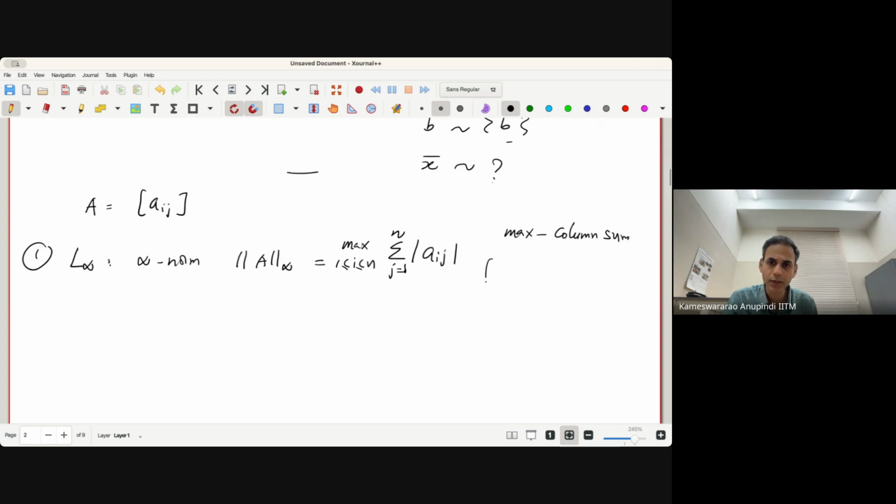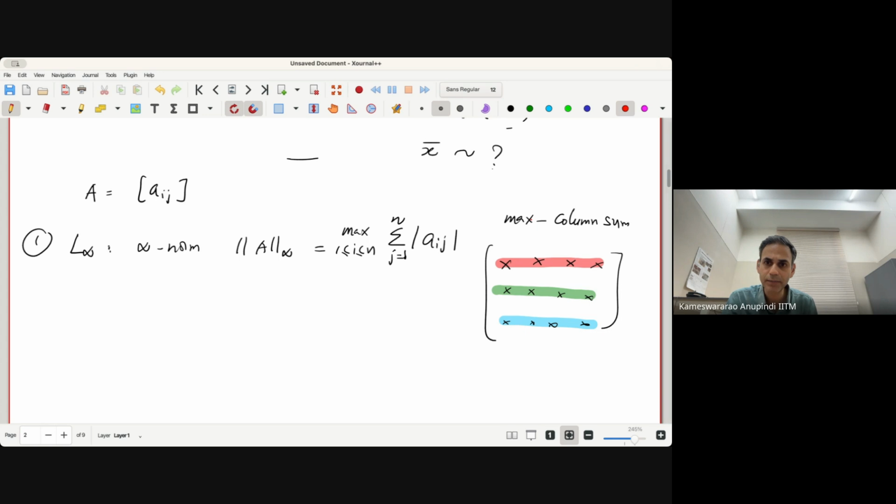Once we are given a matrix with certain values, we want to sum all the values in this column, then sum all the values in this column, and then sum all the values in this column. Then we take the maximum value out of all these. Let us say this sum came out to be some value, and this sum came out to be some value, and this sum as well. Then we take the maximum out of all these values. That's what we look at.